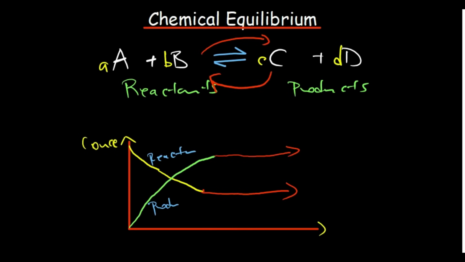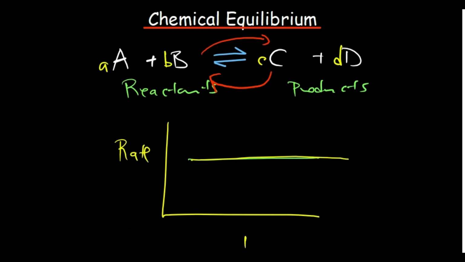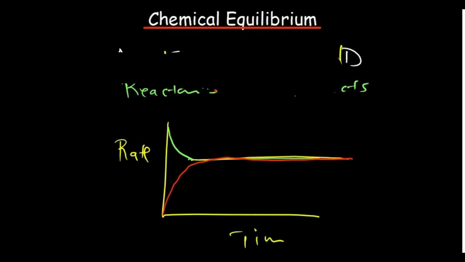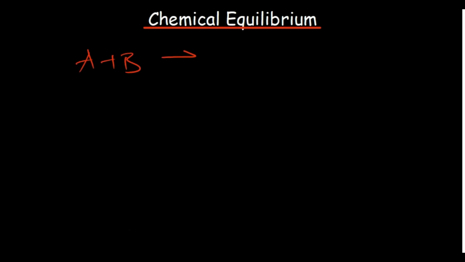Now when it comes to the graph of the rate, you basically notice that they will be at the same rate like that. So if that is the graph, and we're taking this to be our rate, and this is our time, you notice that the rate of one was higher, and then eventually they get to be the same. So the rate of the forward and the backward reaction is equal. That is what we call equilibrium. So chemical equilibrium occurs when the rate of the forward and the backward reaction is equal. The rate at which A and B are reacting to give us C and D is equal to the rate at which C and D are reacting back to give us A and B. That is what we call chemical equilibrium.